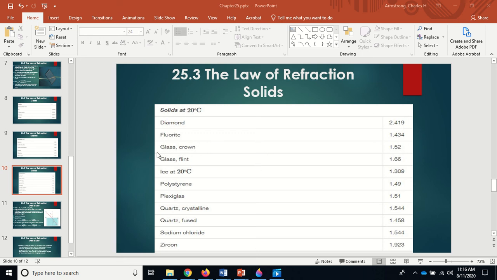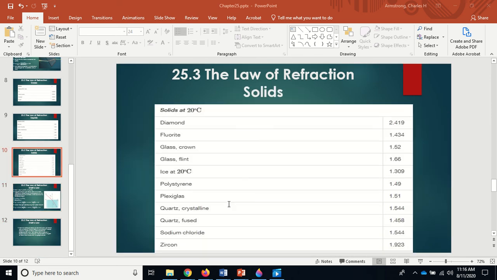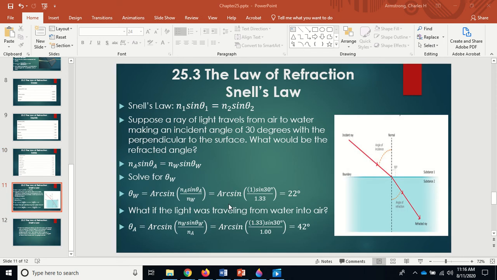And then we got glass, crown, glass flint. You got ice at 20 degrees Celsius. It's like 1.31, just about, and zircon and so on. And then, let's see. Oops, we skipped a bunch. Okay, Snell's law.